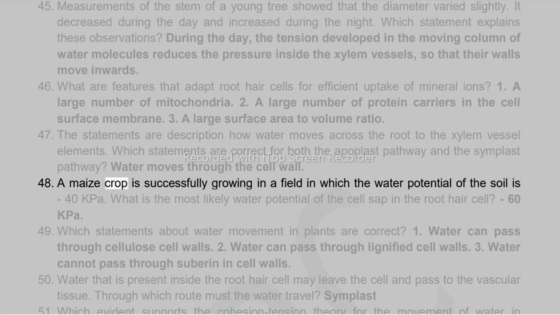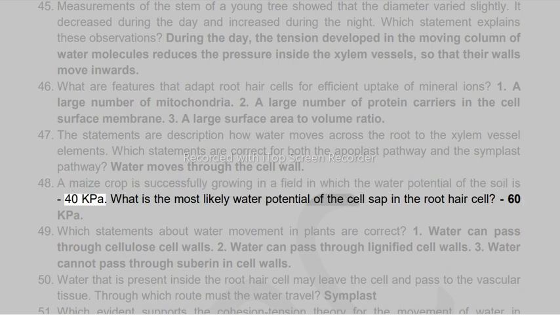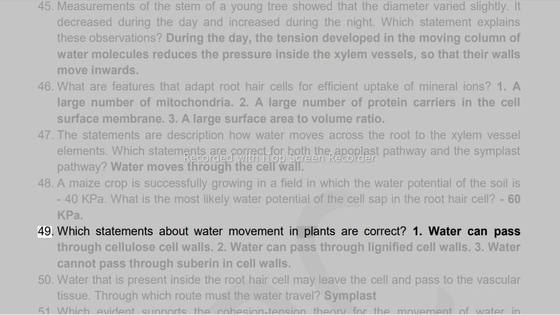48. A maize crop is successfully growing in a field in which the water potential of the soil is -40 kilopascals. What is the most likely water potential of the cell sap in the root hair cell? -60 kPa.